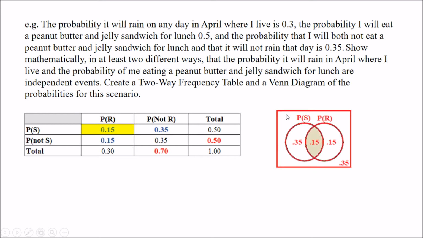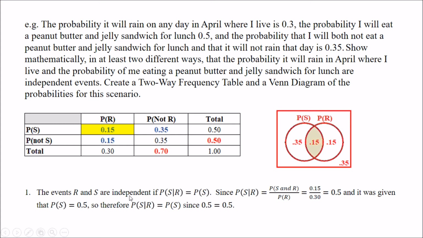Here's the same information displayed in a Venn diagram. The overlap between the two circles is 0.15. That's the probability of both eating a peanut butter and jelly sandwich and it raining. The 0.35 outside both circles is the probability that it will not rain and that I will not eat a peanut butter and jelly sandwich.